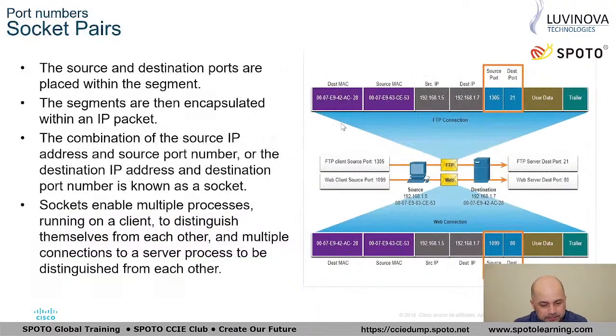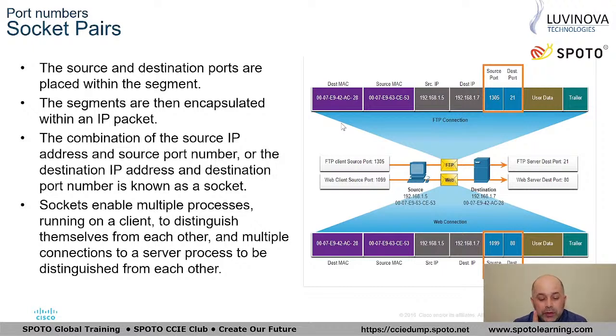The socket pairs. The source and destination port are placed within a segment, and depending on whether you're sending or receiving communication, the port could be different. The segments are then encapsulated within a packet. The combination of the source IP address and the source port number, or the destination IP address and destination port number, is known as a socket.